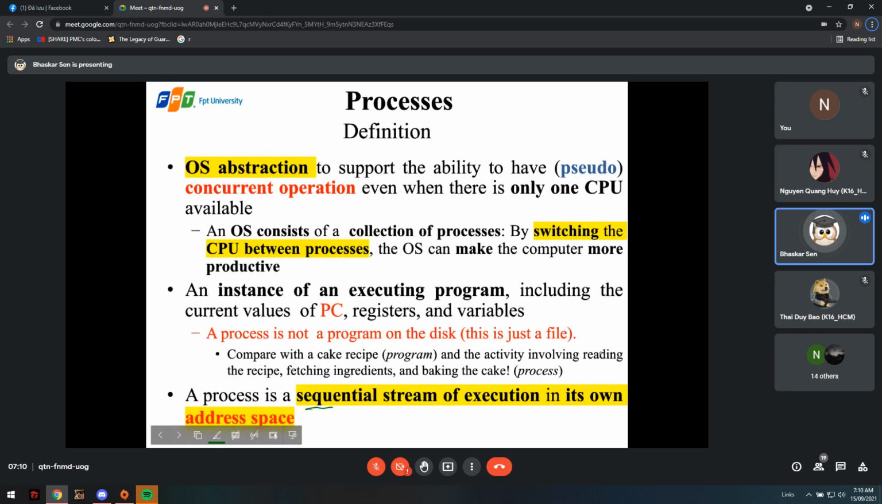Don't confuse this word sequential. Sequential doesn't necessarily mean 1 after 2, 3 after 2, and 4 after 3. That's not the way the algorithm works. It depends on the kind of algorithm that you have written, or implemented rather, inside your program.